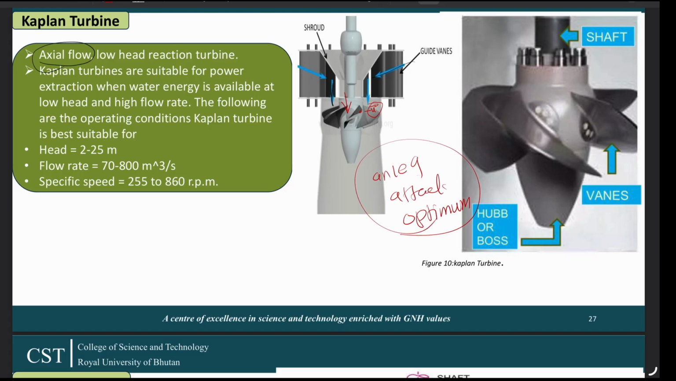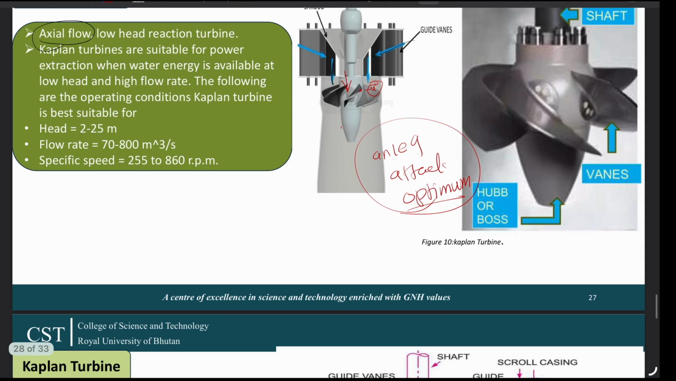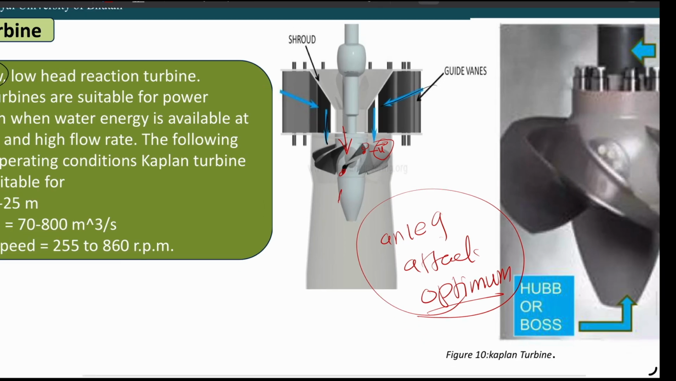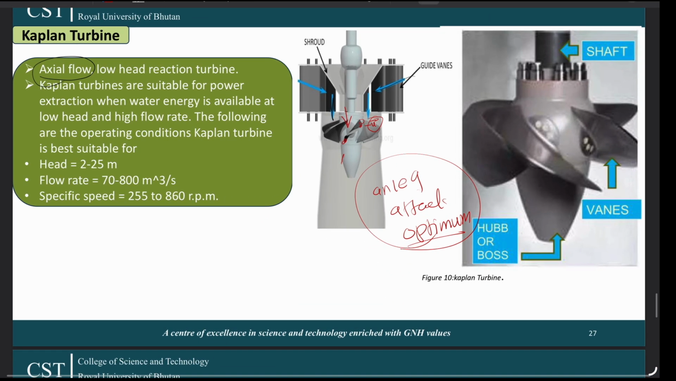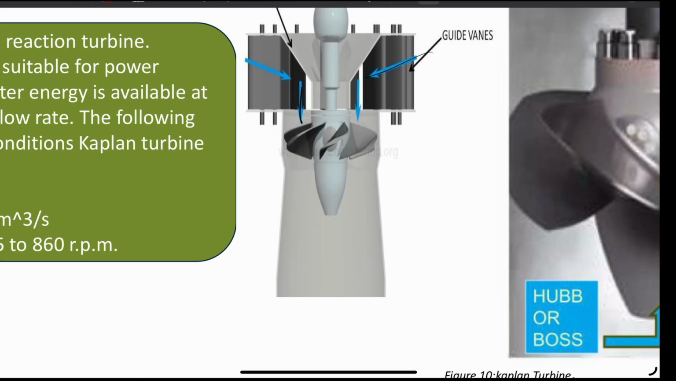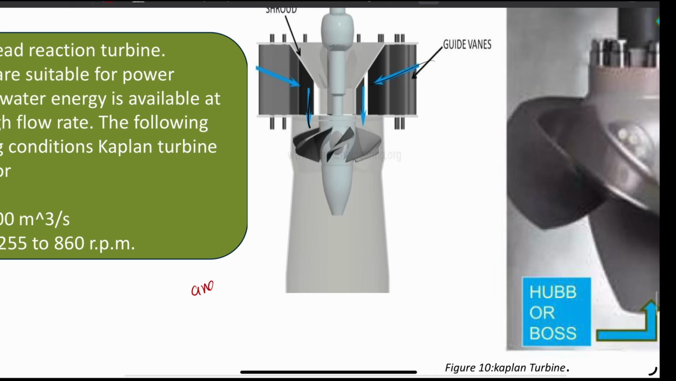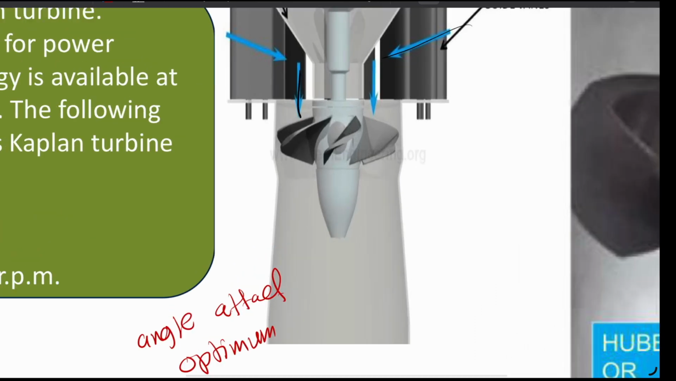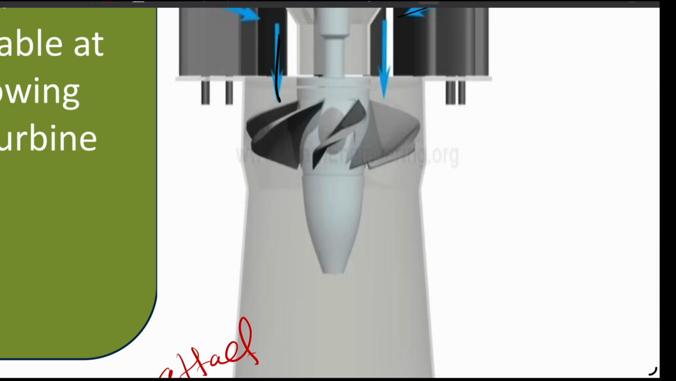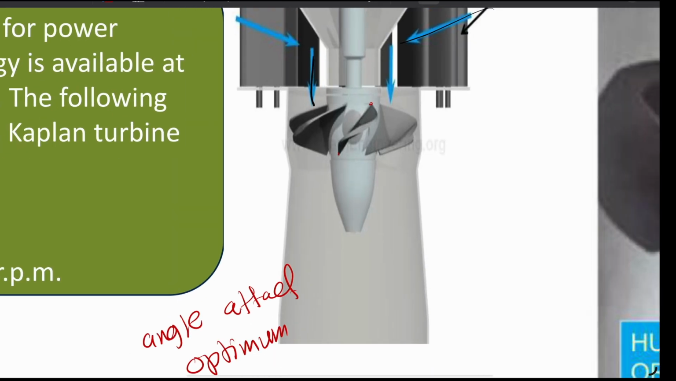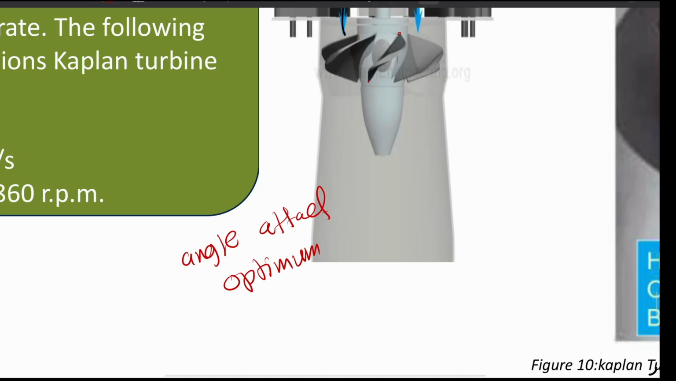They are able to maintain this optimum angle of attack because there is a continuous twist in the blade from root to tip. We can see that here. That's the reason they are able to maintain the angle of attack for the Kaplan turbine. In this figure, starting from the root to the tip, there is a continuous twist in the blade, so they are able to maintain the angle optimum throughout.